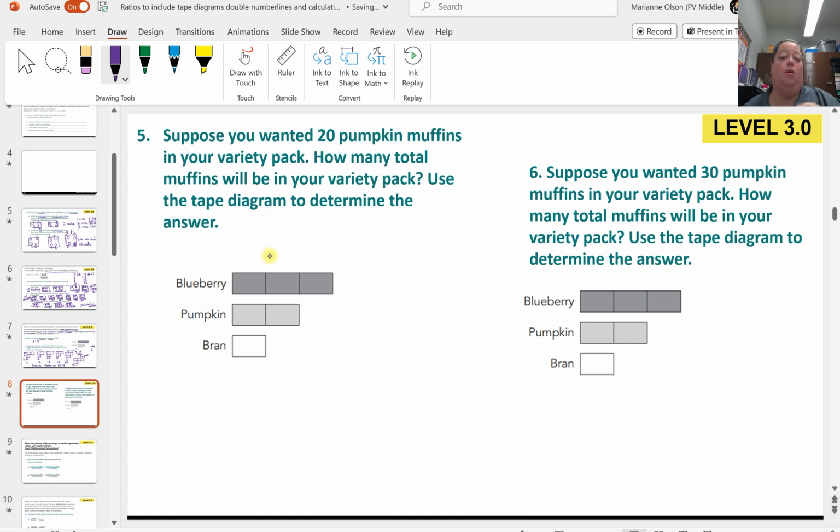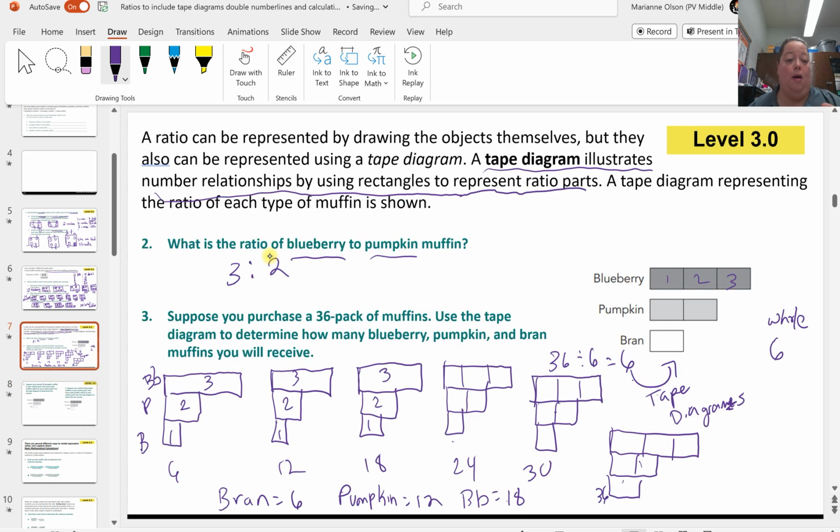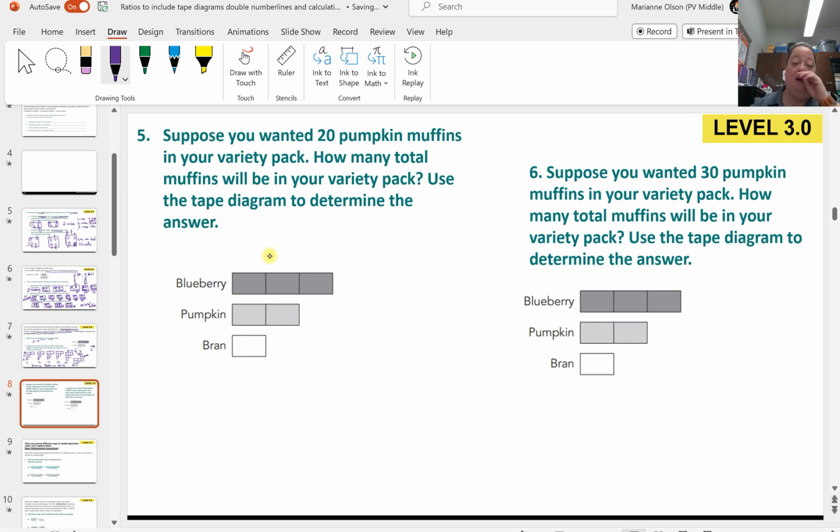All right, we have one more we're going to look at. That one was looking at a total of muffins. Now we're going to look at if they give you a part. Suppose you wanted 20 pumpkin muffins in your variety pack. It's asking you now to find the total of the variety pack. So you know a part, you're trying to find the whole. We know our whole has 6 in it, and we know that normally pumpkin would be 2 out of 6. So I can draw out this tape diagram till I get 20 pumpkins.